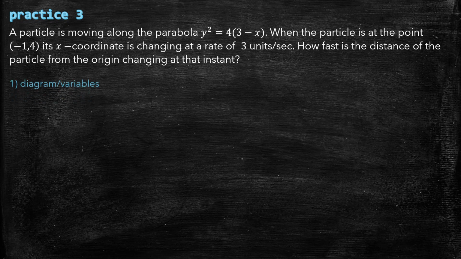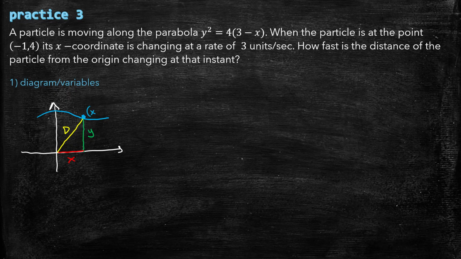So in terms of the diagram and variables, you really don't have to know what this curve looks like to create the diagram. So it's important to not be intimidated by not knowing what the graph looks like. So let's just make a generic curve here. Whatever the point is, we know its y coordinate, that's one variable. Its x coordinate. And in a different color, we are interested in how fast this distance from the origin is changing. And maybe I should label that point as any generic point, x, y.